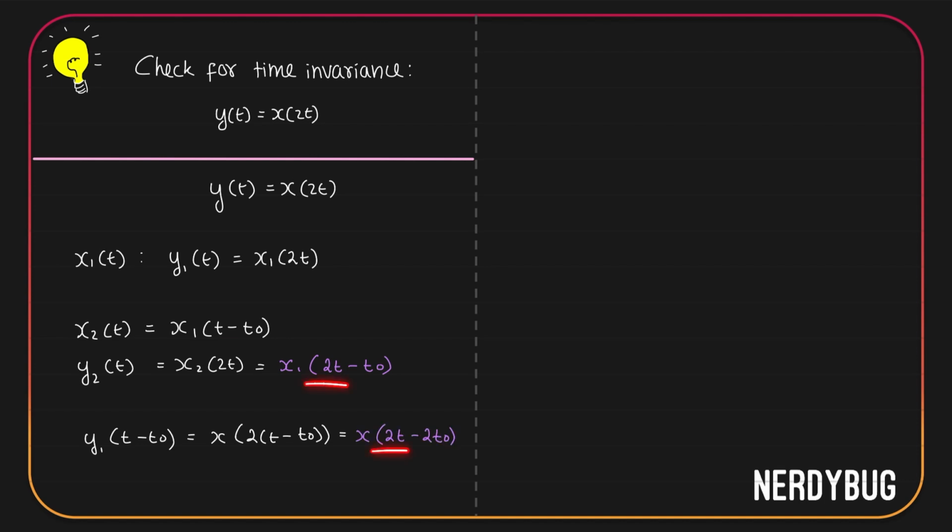Obviously, these two are not equal. Our x1 of t did give us y1 of t, but x1 of t minus t naught did not give us y1 of t minus t naught. That is, this system is also time varying.